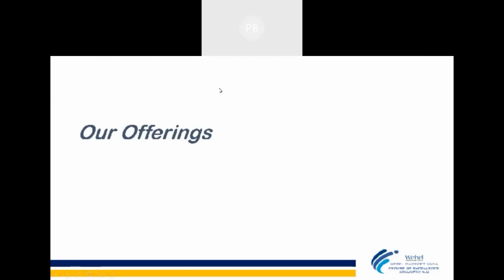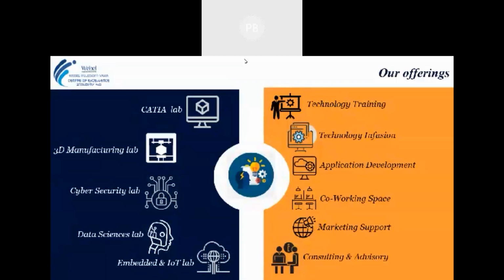So this is how 3D printing applications work and what everybody does with 3D printing. Now we will come to our offerings, what we offer in our Center of Excellence. We offer state-of-the-art 3D printing labs. We have a CATIA lab for designing. We offer cybersecurity, data science, and embedded systems, IoT. So we offer all the pillars of Industry 4.0, the 4 pillars: first is additive, second is cybersecurity, third is data science, and fourth is embedded systems. We provide courses on all the topics.